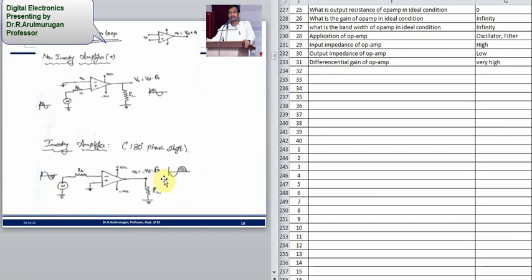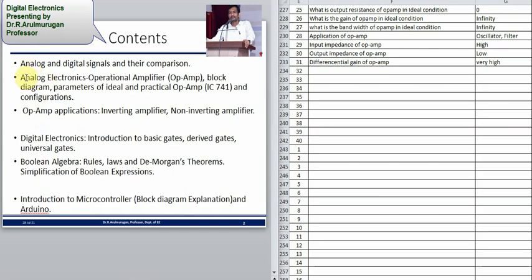Here is a plus, so here is a minus. So 0, 180 and 360. Here is positive, so the output is negative, like a 180-degree phase shift. So this is what we discussed about analog electronics.